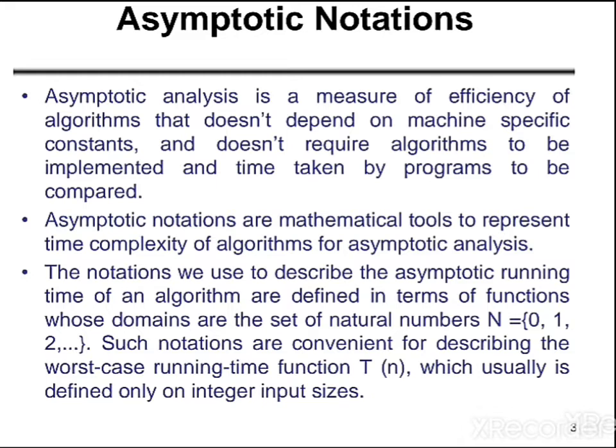So what is an asymptotic notation? For an asymptotic analysis, we need to represent the time complexity of an algorithm using some mathematical tools. That tool is known as asymptotic notation. So asymptotic notations are mathematical tools to represent the time complexity of an algorithm for asymptotic analysis. So these notations we use to describe the asymptotic running time of an algorithm.